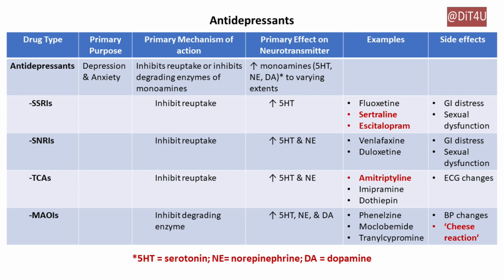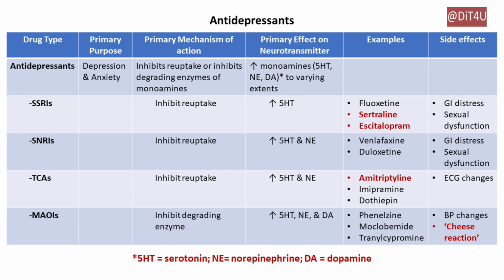SNRIs, serotonin-noradrenaline reuptake inhibitors, inhibit the reuptake of both serotonin and noradrenaline. Venlafaxine and duloxetine are examples. Again, GI distress and sexual dysfunction. Tricyclic antidepressants inhibit reuptake of serotonin and noradrenaline. Amitriptyline, imipramine, and dothiepin are examples. ECG changes can occur, and sudden cardiac death can also occur. Weight gain, there are so many. Drowsiness also is a problem.